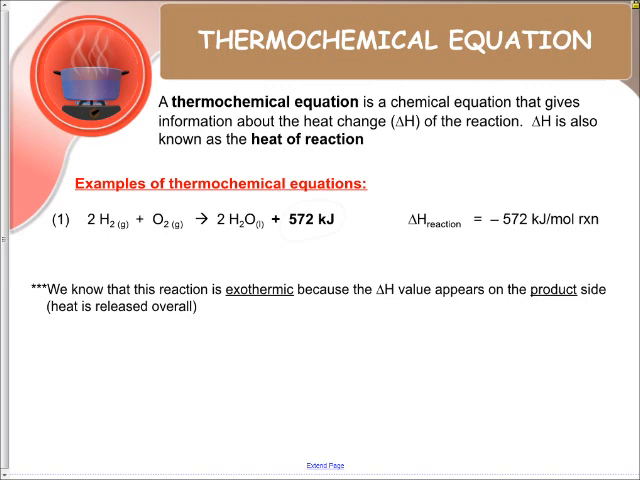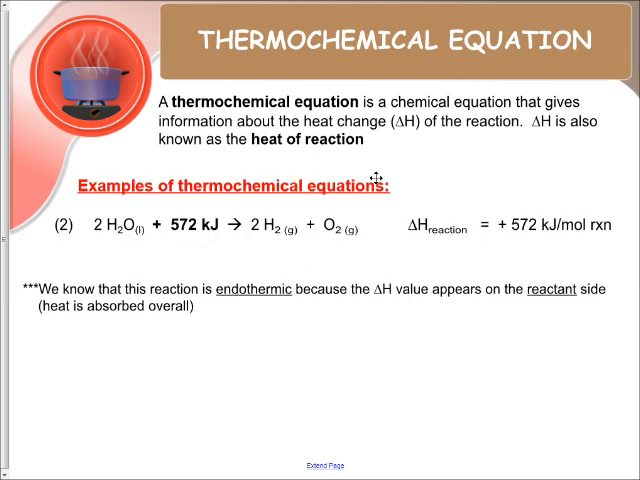Now we have two ways of deciding by looking at this what is our reaction, exothermic or endothermic. If the sign on the change in H is negative, that tells us it is exothermic. Also, if the heat is listed on the product side, right here, that also means that it's an exothermic reaction.